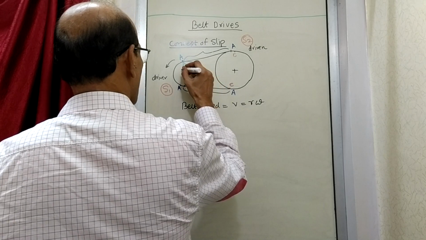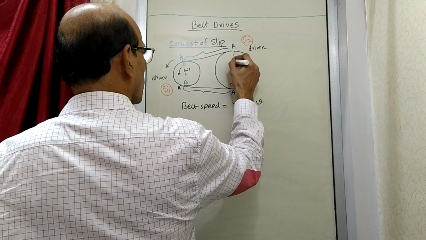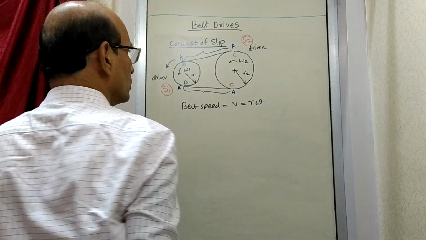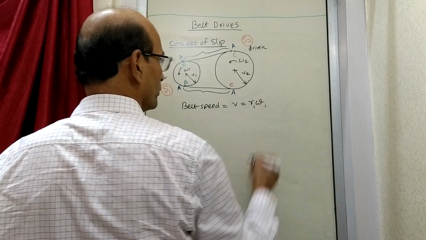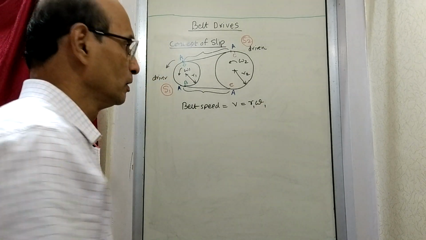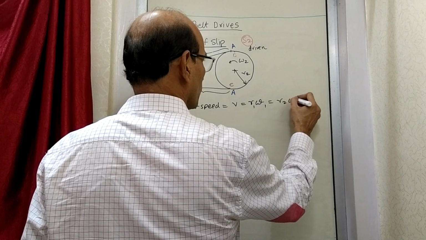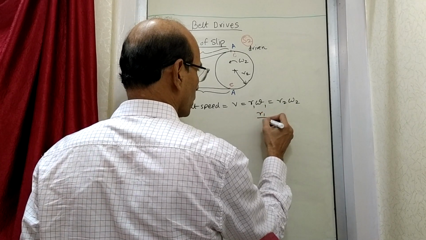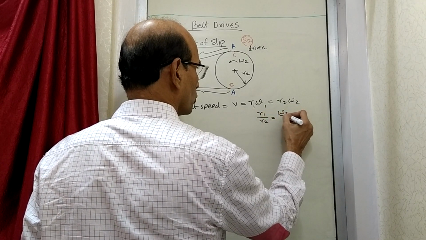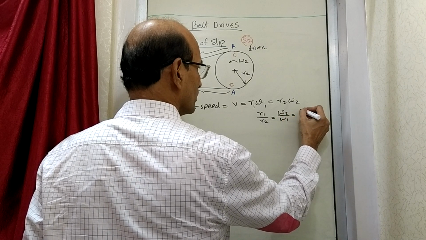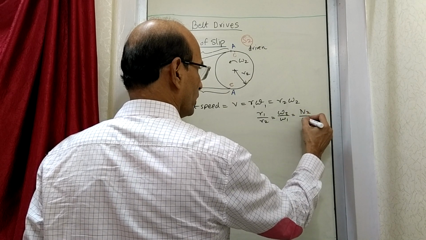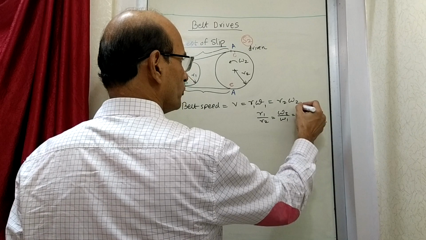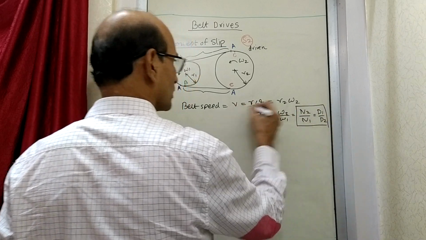So suppose I show this as omega 1 and this as omega 2, this radius as R1, this radius as R2. So belt speed is V equal to R1 omega 1, which is the same as R2 omega 2. In fact, this is what is giving us the ratio equation. So R1 upon R2 is equal to omega 2 upon omega 1, which is the same as N2 upon N1, and this will give you diameter 1 upon diameter 2. This is the equation which we have written some time back, which has come from this.